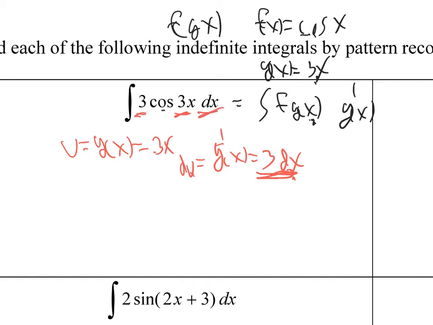So since my du is there, then the final answer has to be the integral of 3 cosine of 3x dx, which must just simply be the antiderivative of cosine of 3x, which was sine of 3x. So we just say the big function is f, the integral of cosine is sine, positive, and it had the argument originally of 3x.